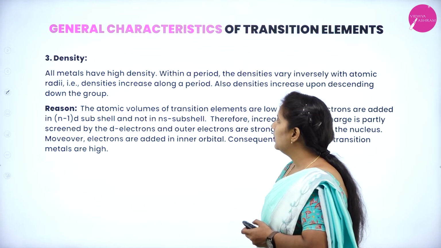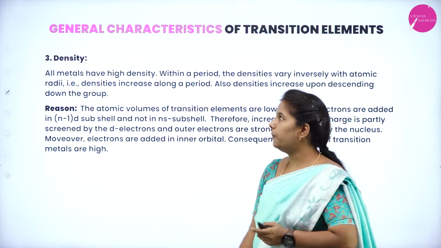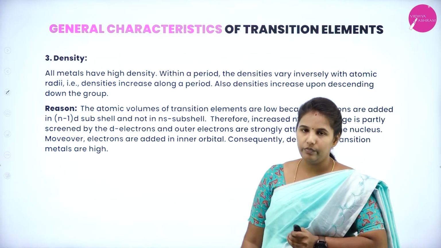Okay. Next, we have one more property, that is density.